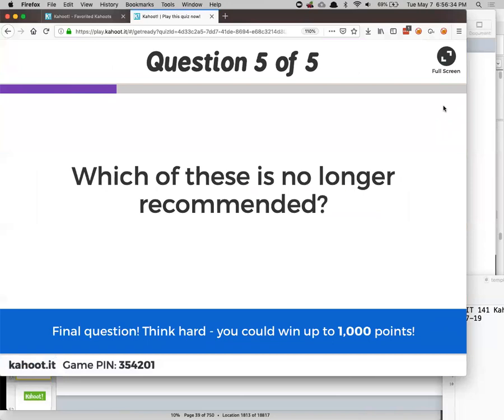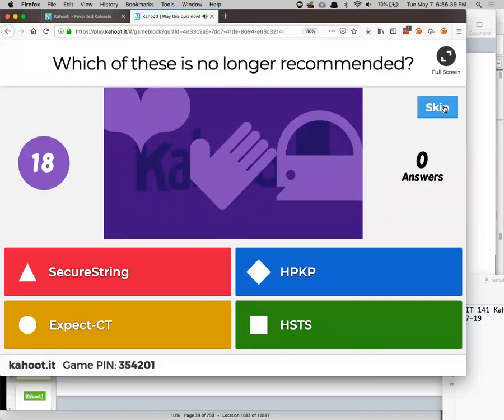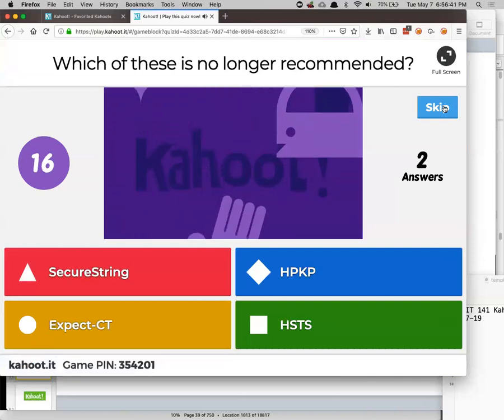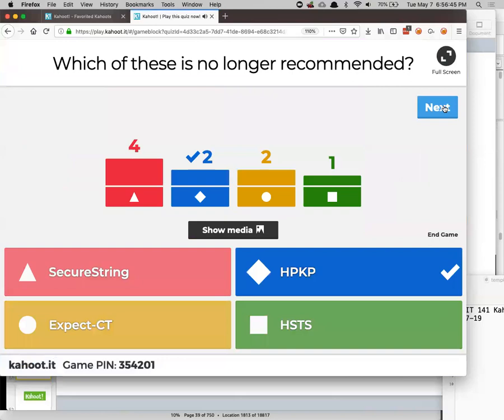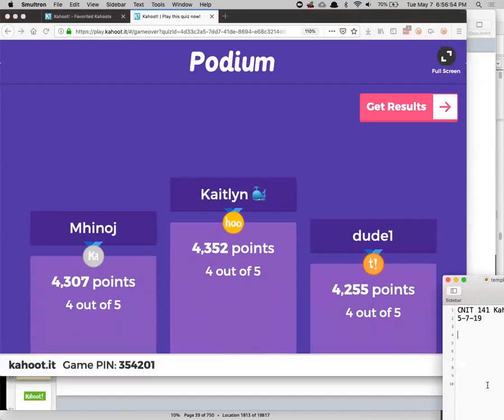All right, which of these is no longer recommended? Public key pinning. That was the issue. They recommended it, and it sounded great, but it turned out to be a nightmare in practice. And they said, well, never mind.